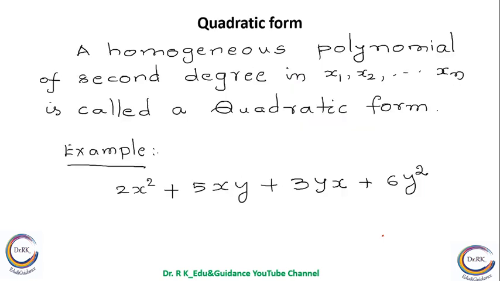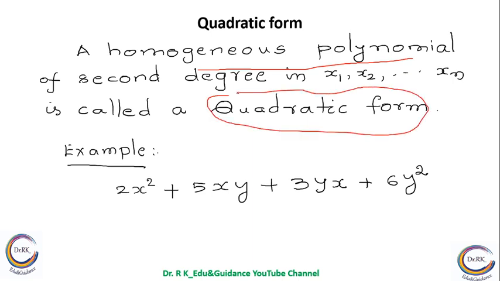Next is quadratic form, which is the actual topic of the discussion. What is a quadratic form? Any homogeneous polynomial of degree 2 is called a quadratic form. Polynomial we know.